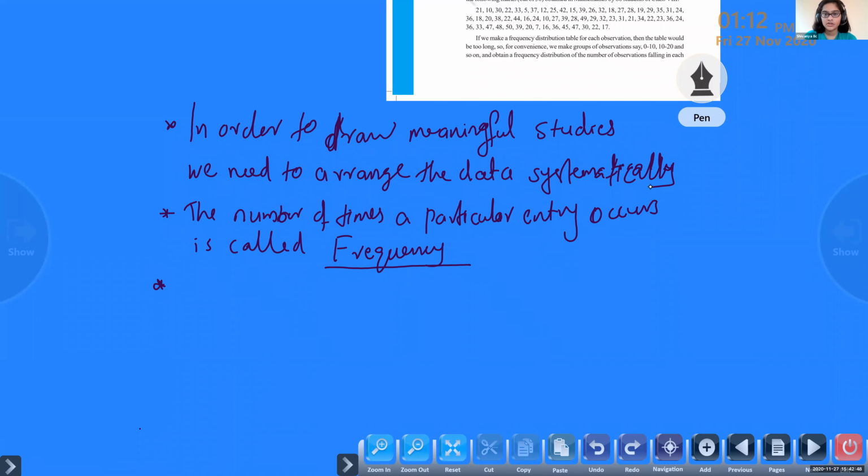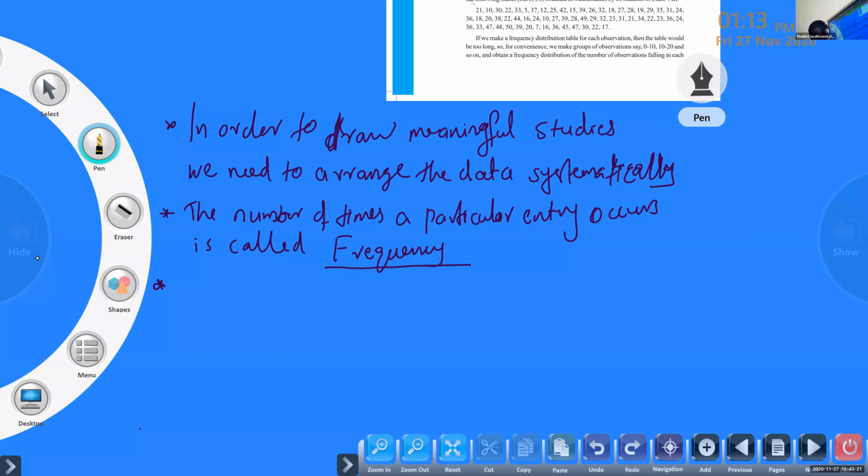Ma'am, this tally marks table we have to draw? Wait, I will explain. You have to draw, wait. Ma'am, only this should be right. Okay. After that, I will explain. After that, you can write. Over? Yes, ma'am.